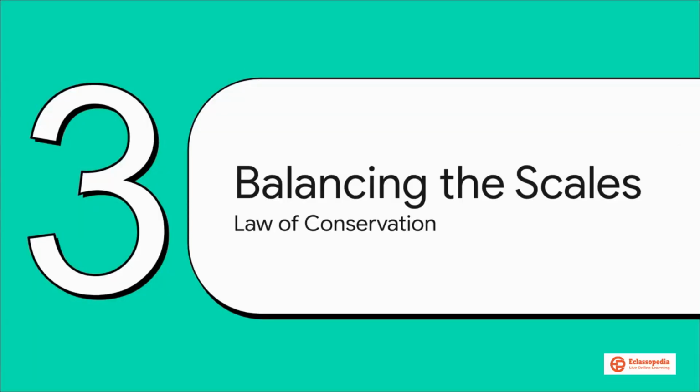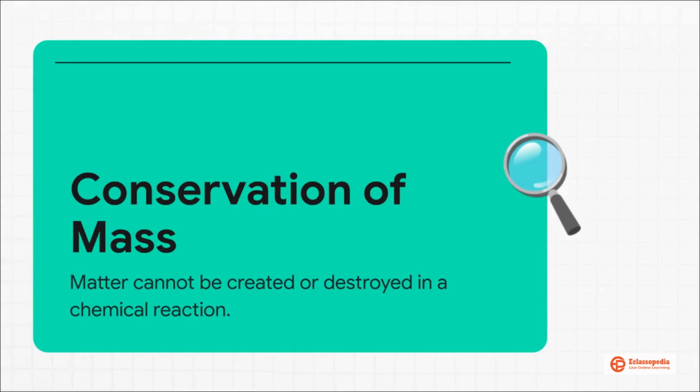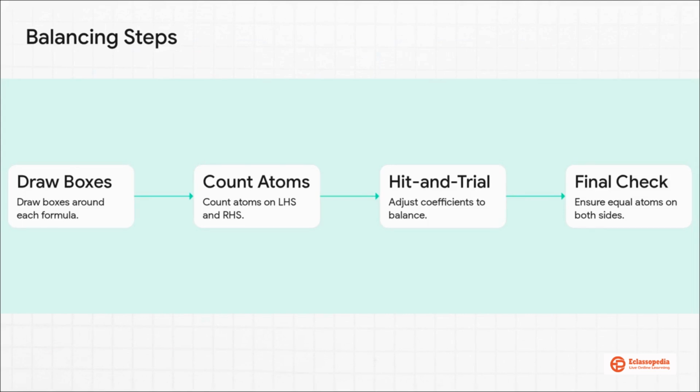Section 3, balancing the scales. Let's put on our accountant hats for a second. This is basically the cosmic ledger, the law of conservation of mass. It states that matter simply cannot be created or destroyed in a chemical reaction. You can't magically conjure up new atoms, and you can't make existing atoms vanish into thin air. You can only rearrange them. Because of this, the total mass of the elements in the products absolutely must equal the mass of the elements in the reactants. To enforce this law, we've got to balance our equations.